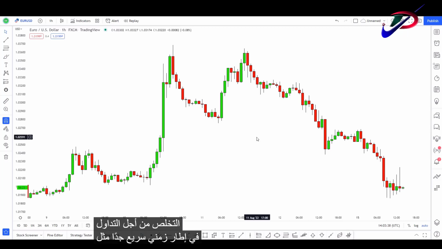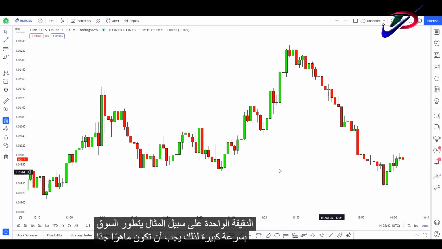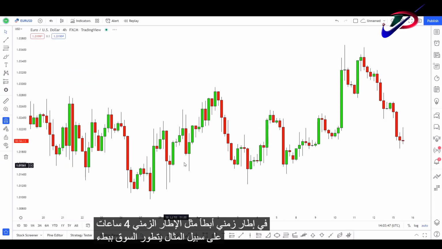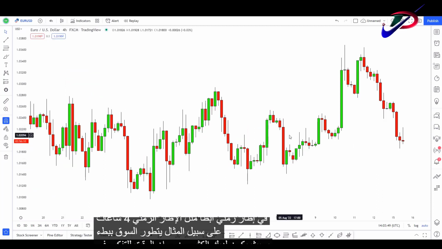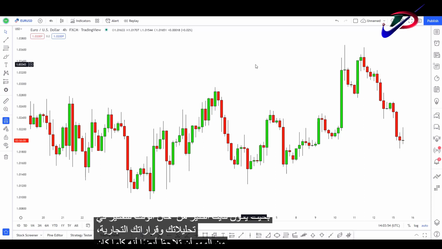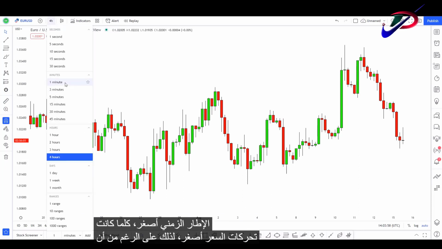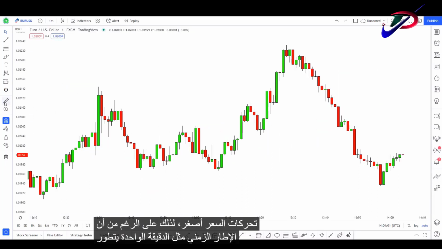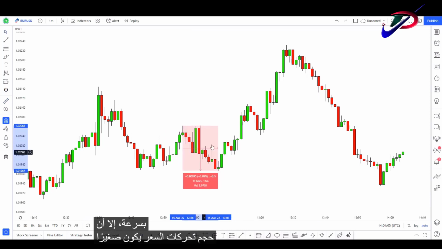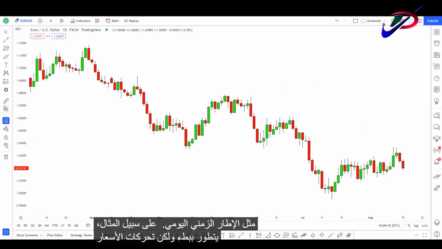In a very fast time frame, like the 1 minute for example, the market develops very quickly, so you must be very skilled. In a slower time frame, like the 4-hour for example, the market develops slowly, so you have a lot of time to think about your analysis and trade decisions. It's important to notice also that the smaller the time frame, the smaller the price movements. So even though a time frame like the 1 minute develops quickly, the size of price movements is small. A time frame like the daily, for example, develops slowly, but the price movements are much greater.